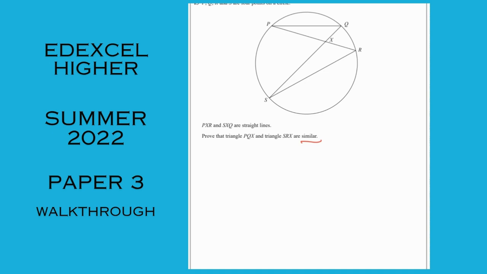So that angle is the same as that because opposite angles are equal. The angle at P and the angle at S, because angles subtended on the same arc are the same, and this angle and this angle are the same for exactly the same reason. So we've got angle, angle, angle, bosh, they are similar.